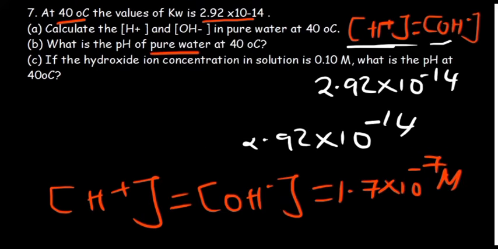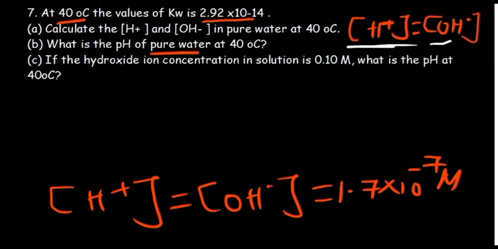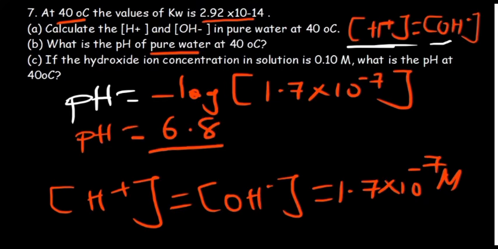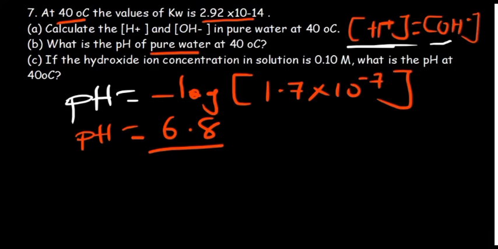So now the second part of the question says, what is the pH? So we made a point to say that the pH is basically dependent on the concentration of what? The hydrogen ion. So it's going to be the negative log of 1.7 by 10 to the power negative 7. So the value that I'm getting is basically 6.8, which is closer to 7. So that is our pH there. Okay, which makes sense because we're talking about pure water, which should be closer to 7.